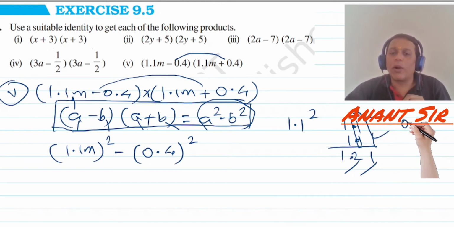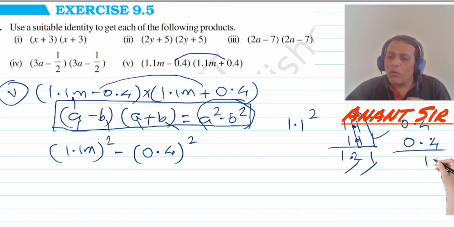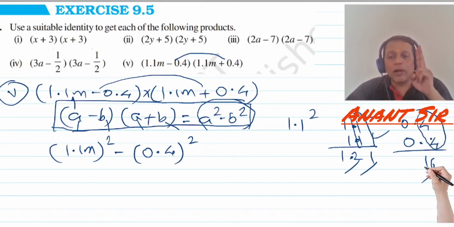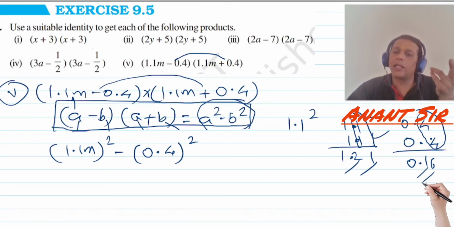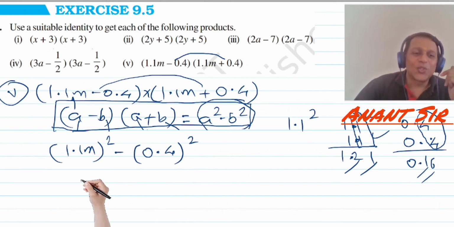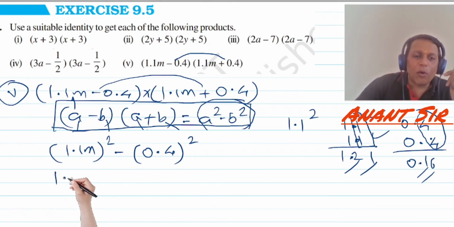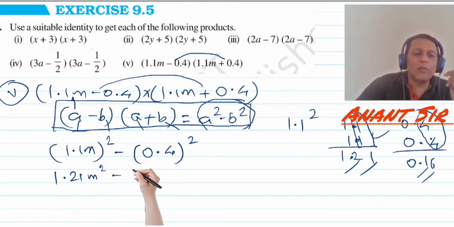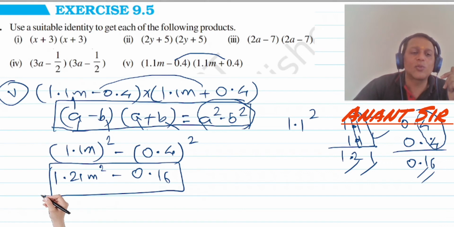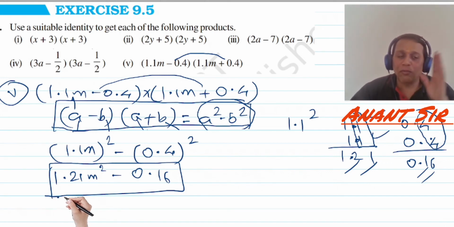Similarly for 0.4, again the students make mistake while giving the point only. Okay, 0.4 into 0.4. 4 4s are 16. How many digits are there after the decimal point? 2. One, two, point. There is nothing here, so 0. So then it becomes 1.21 m square minus 0.16. So this is our final answer, friends, for question number 5.